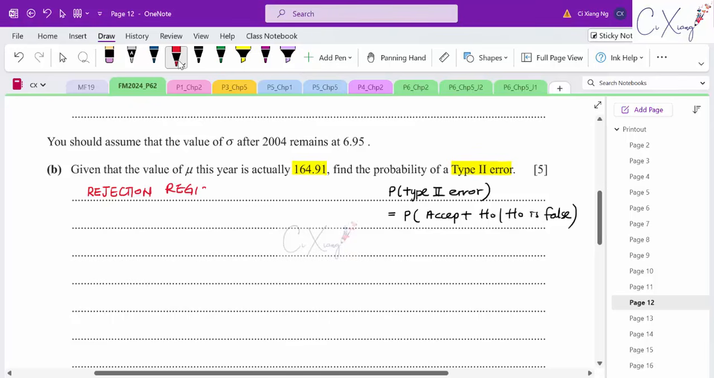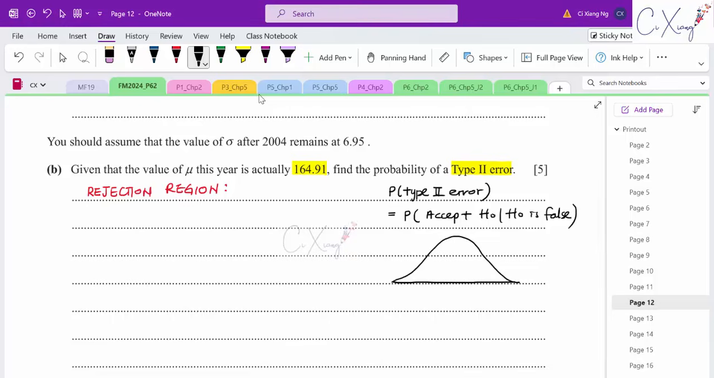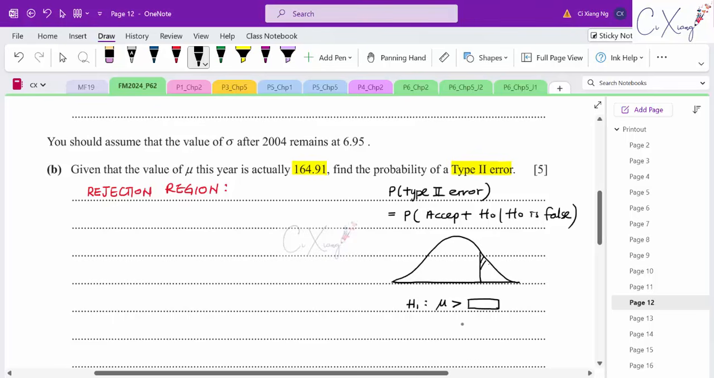And again, how can I find the rejection region? It is related to the test that we have here. Like just now, I already know that in my hypothesis test I have a normal distribution, because I'm using the sample mean. And I told you just now that the alternative hypothesis should be mu greater than a number that we have. The keyword is greater than, therefore your rejection region will be on the right hand side.